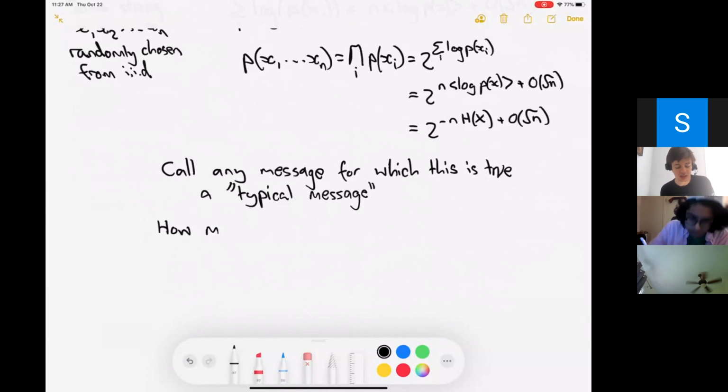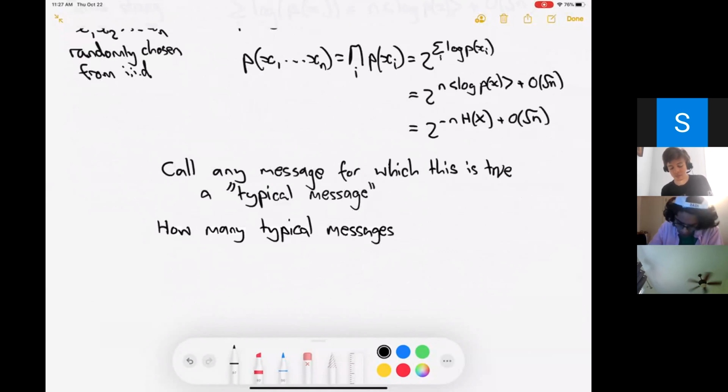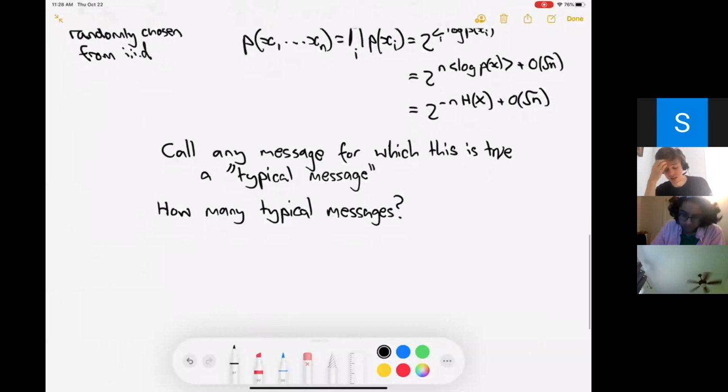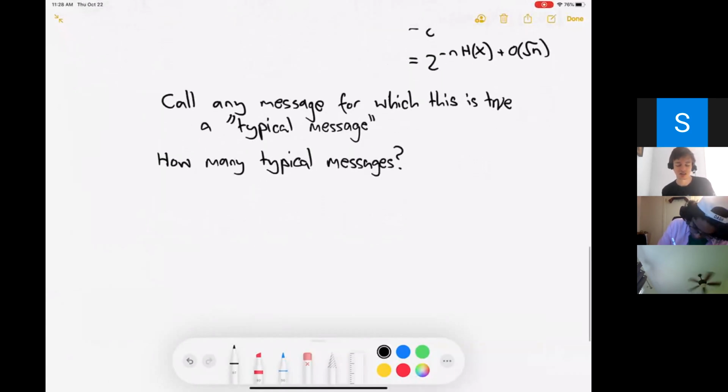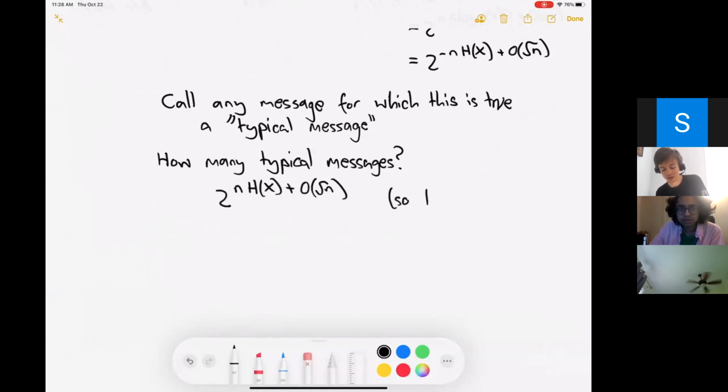How many typical messages are there? Well, they all have probability 2 to the minus n H(X) plus order square root n. And the total probability of getting any of them is close to 1. So that means there must be 2 to the n H(X) plus order square root n of them.